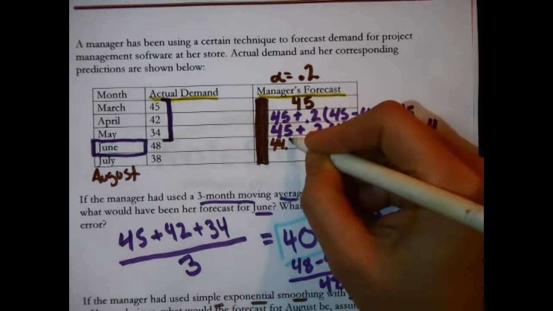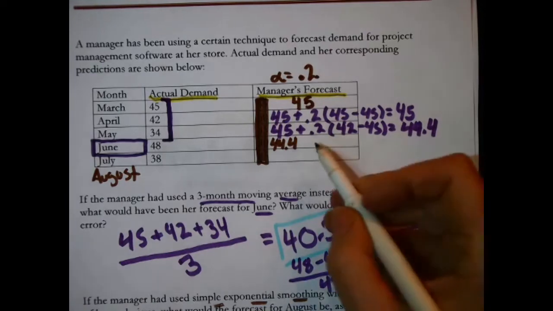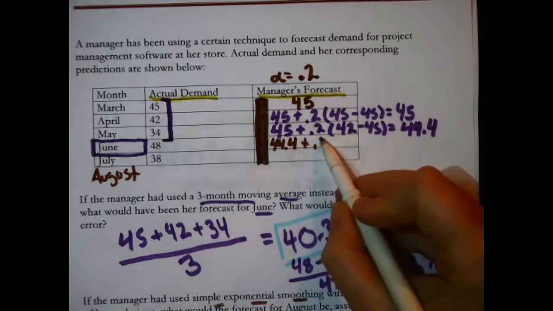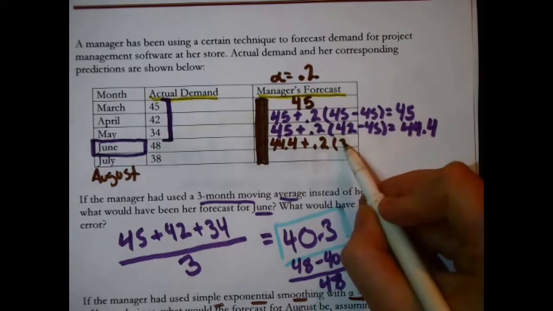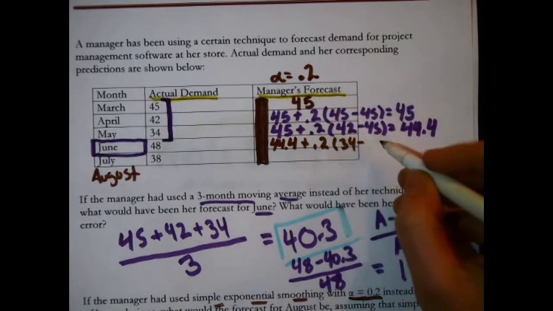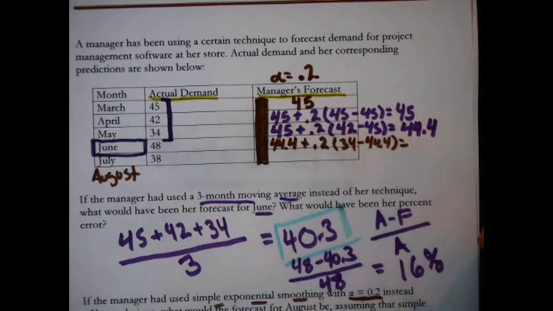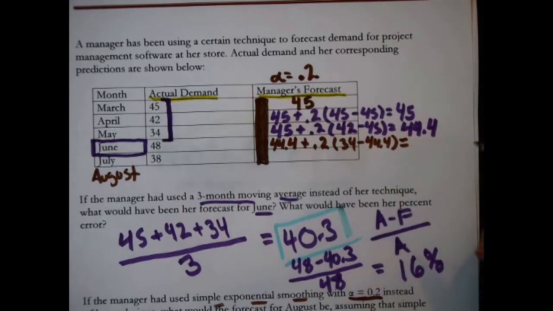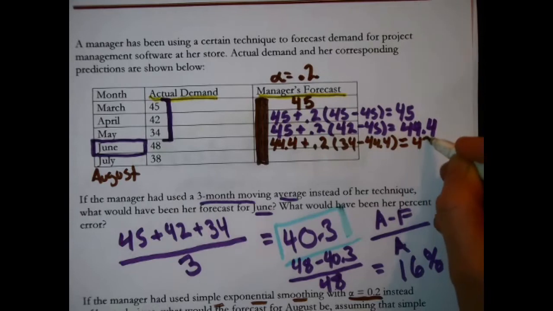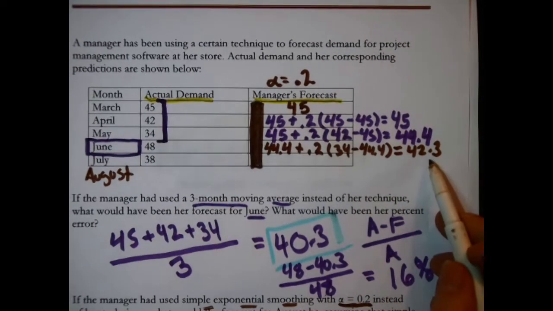Because we say, well, that was the forecast for the month before, which is May, which is now 44.4, plus 0.2 times what actually happened in May. Well, that was 34, and then minus the same old 44.4. I get the forecast for June using this particular technique would be 42.3. The simple exponential smoothing forecast for June.